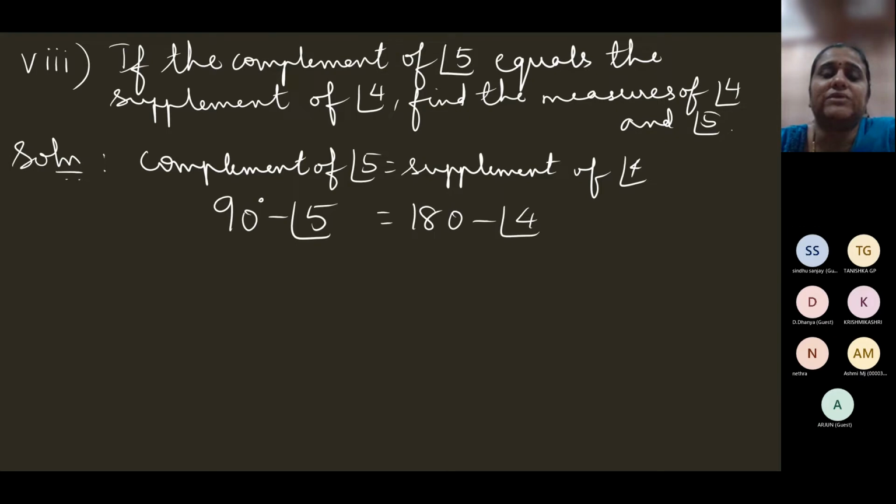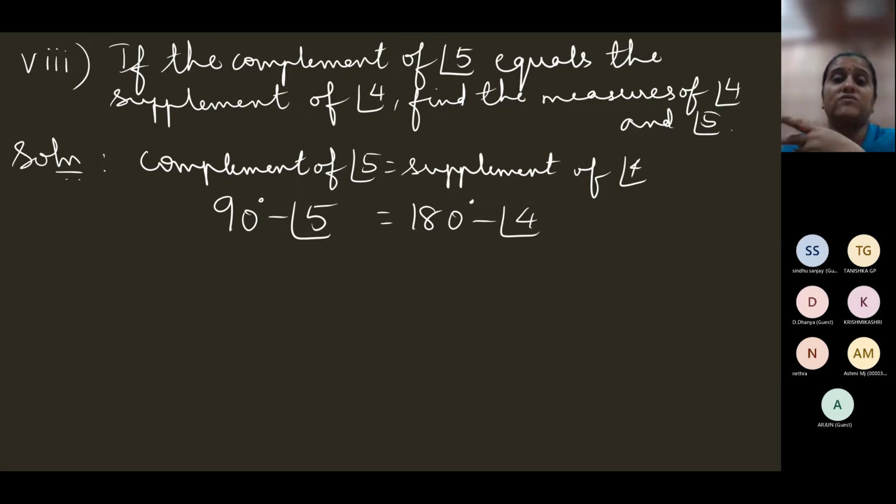Similarly, if one angle is 10 degrees, its supplement will be 180 minus 10. Here the angle is angle 4, so its supplement will be 180 minus angle 4. Now you can see there are two unknowns, 4 and 5.